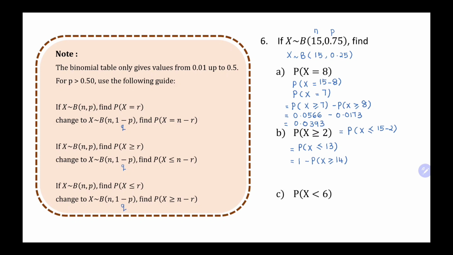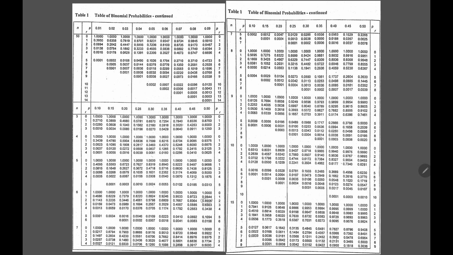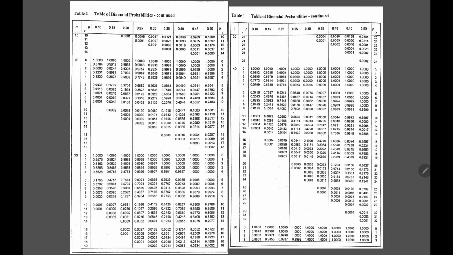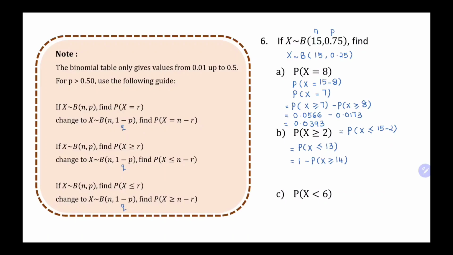We check table at r equals to 14. R equals to 14 on the next page. But for p equals to 0.25, we don't have value for r equals to 14. So we just put answer 0. So becomes 1 minus 0. Sebab 14 tu tak ada dalam data table. So 1 minus 0, we get 1.